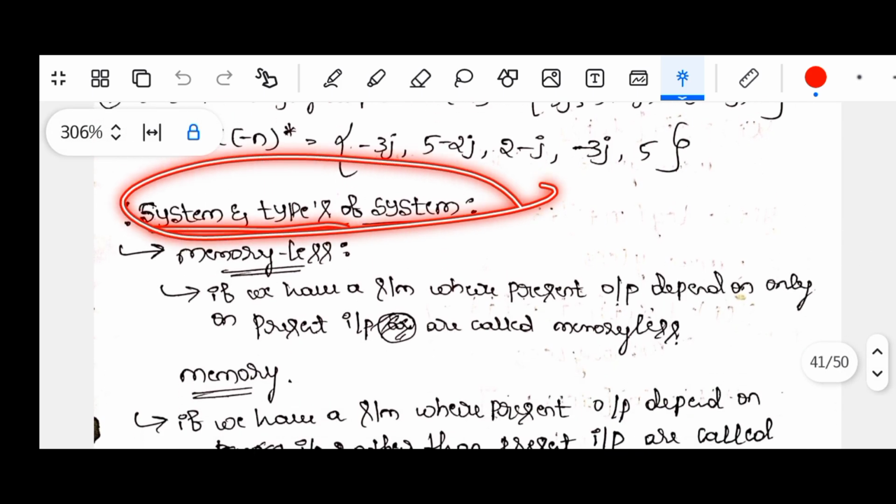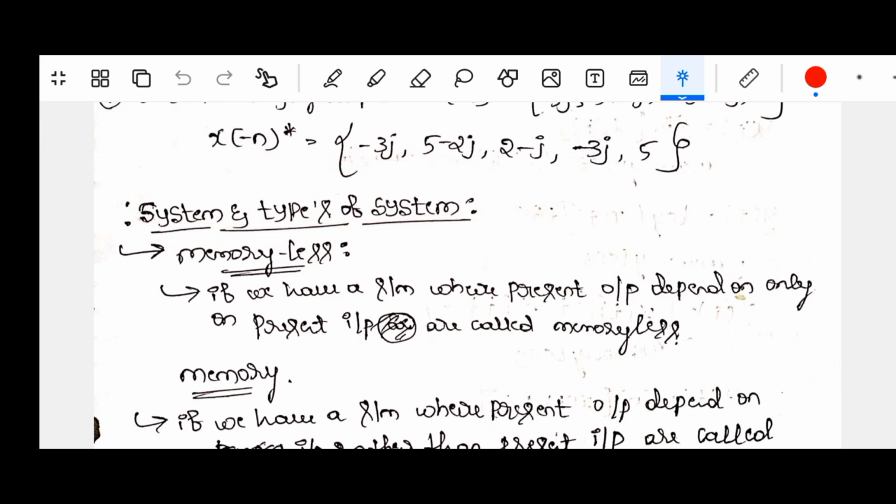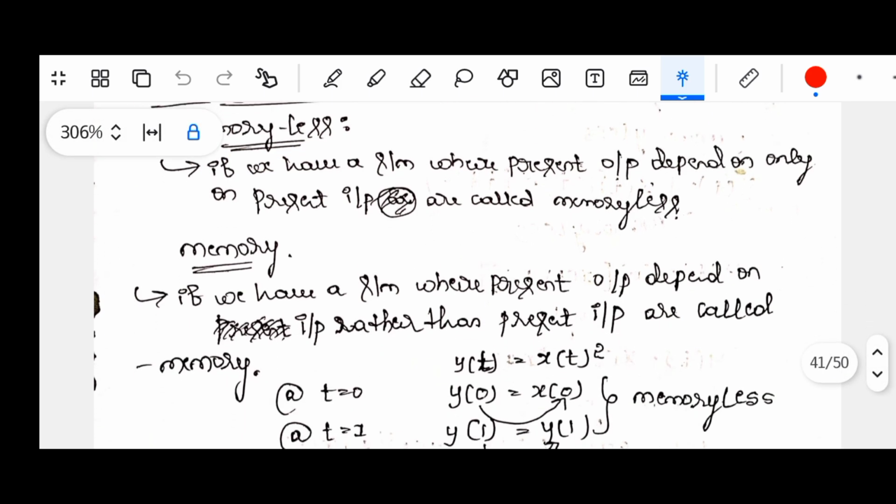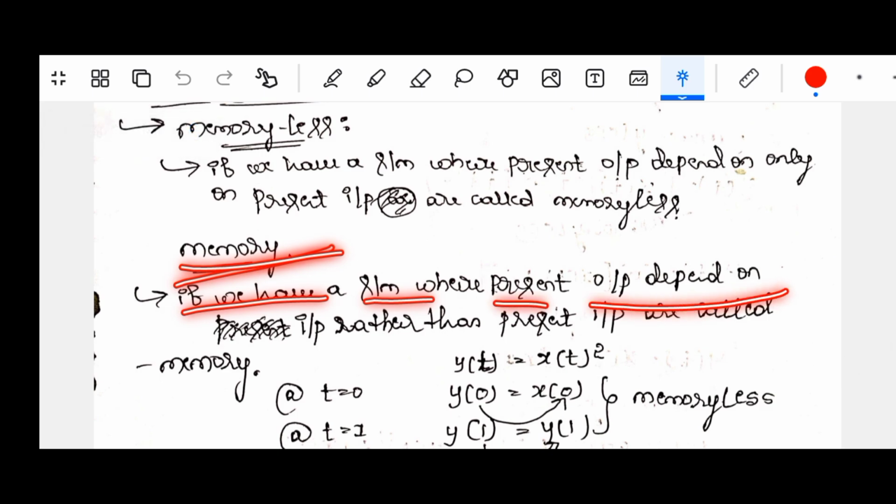Systems and types of systems. Let's discuss the types of systems: memory systems and memoryless systems. What are memoryless systems? If we have a system where the present output only depends on the present input, that type of system is called a memoryless system. What are memory systems? If we have a system where the present output depends on inputs other than the present input, that type of system is called a memory system.